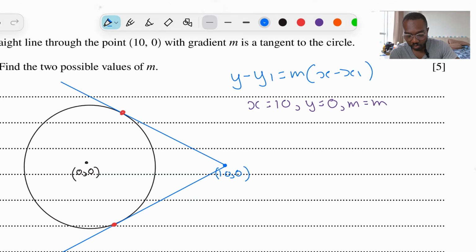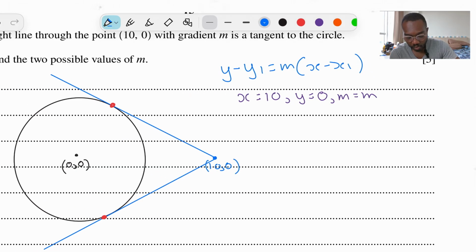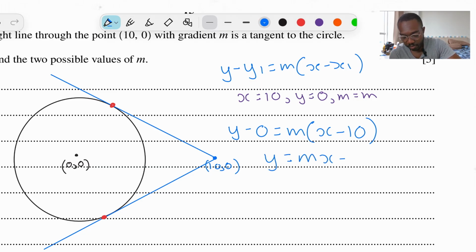So what can we do? Well, if we formulate an equation in terms of m, we would get y take away 0 is equal to m times x take away 10. Therefore, that would be y is equal to mx minus 10m, okay? And therefore, now we have an equation for that straight line in terms of m. And now we can put this into our circle equation.